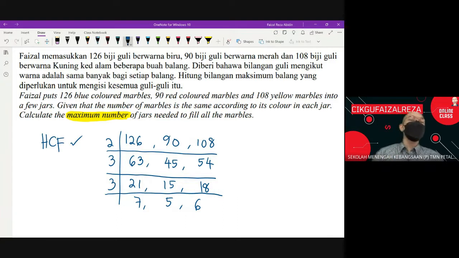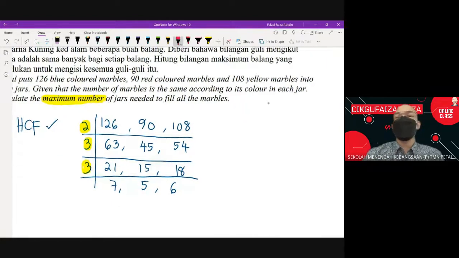Okay. So over here, what should I do? I'm going to take 2 times 3 times 3 over here means you are going to have the maximum number of our jars is going to be 2 times 3 times 3 is 18 jars.